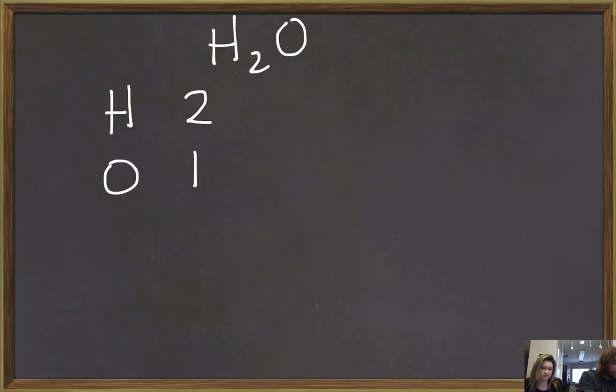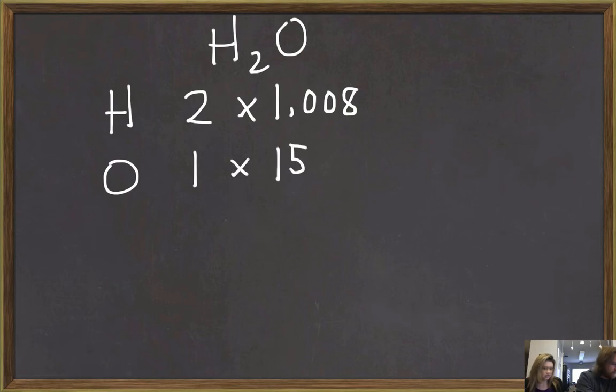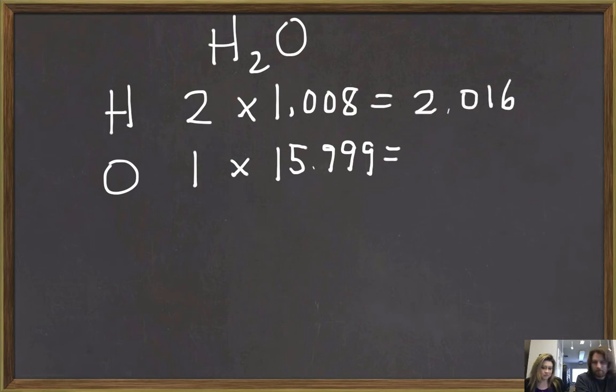Let's go back here. So 2 hydrogens times 1.008 grams apiece. And if you look at the oxygen, that was 15.999. Again, those are the masses that we just found on the actual periodic table. So let's do a little multiplication. Get your calculators out. 2 times 1.008 would be 2.016. And 1 times 15.999. Everybody can do that, right?